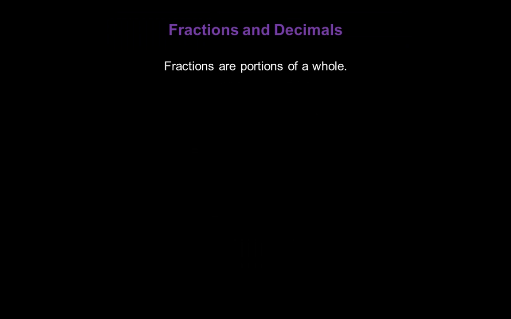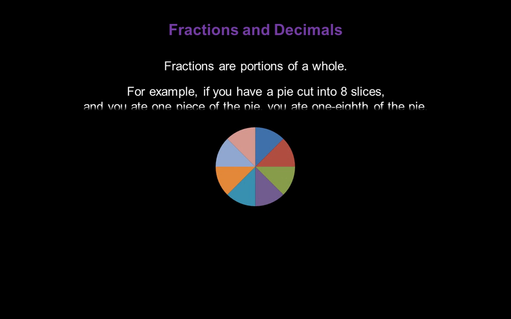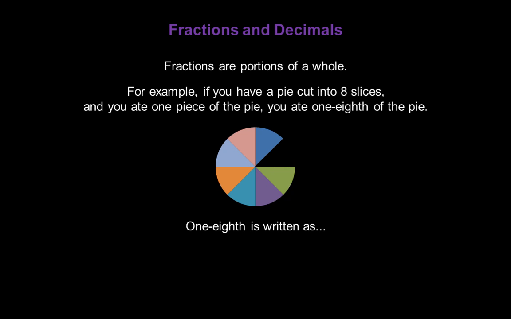Fractions are portions of a whole. For example, if you have a pie cut into 8 slices like this, and you ate one piece of this pie, that means you ate 1/8 of the pie. 1/8 is a fraction and can be written as 1/8.